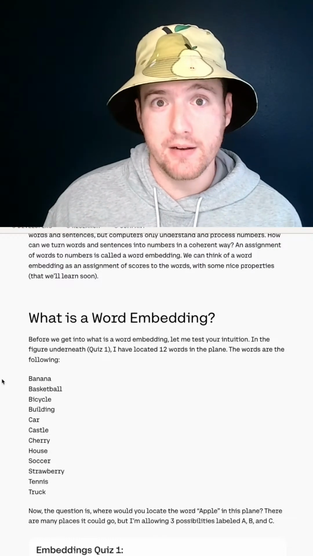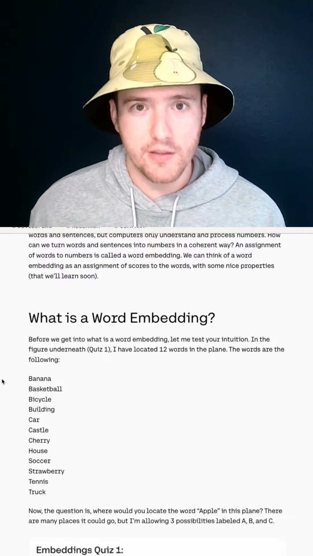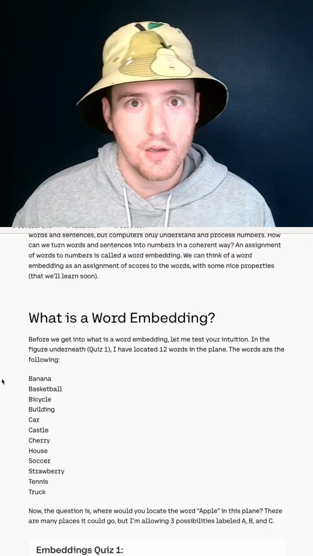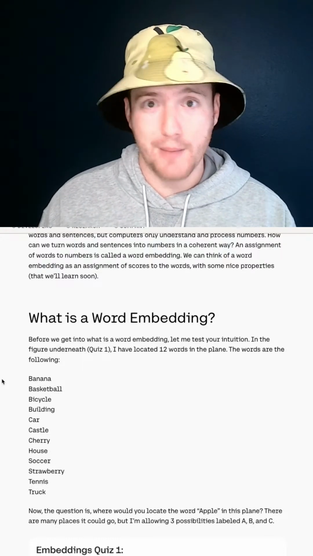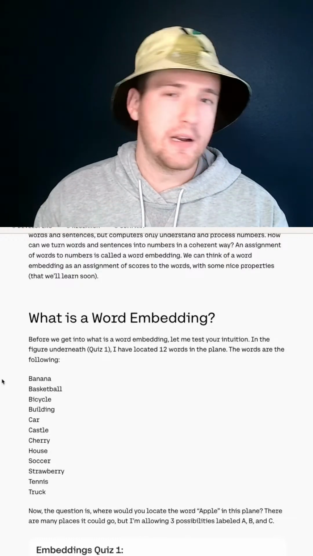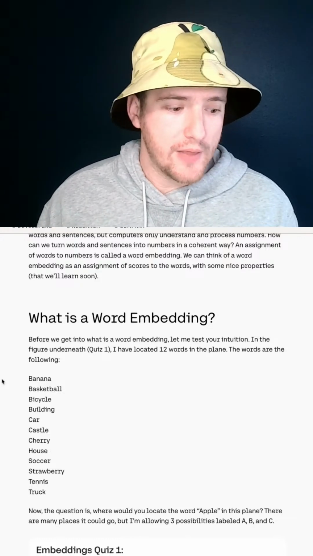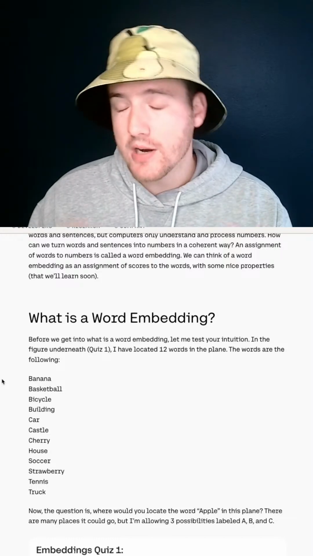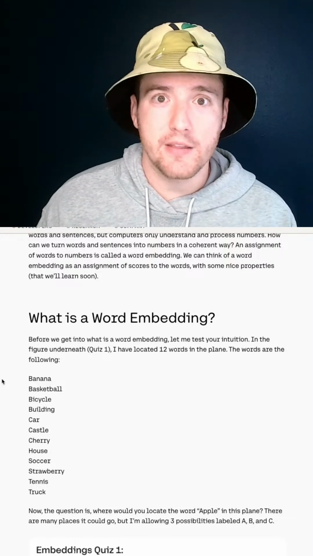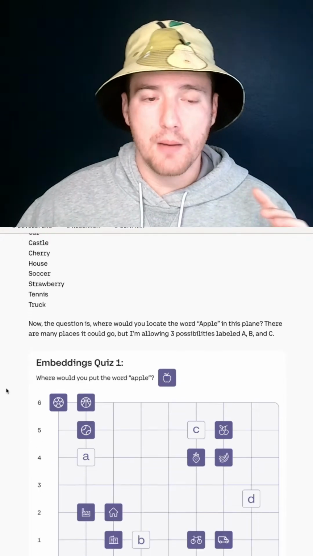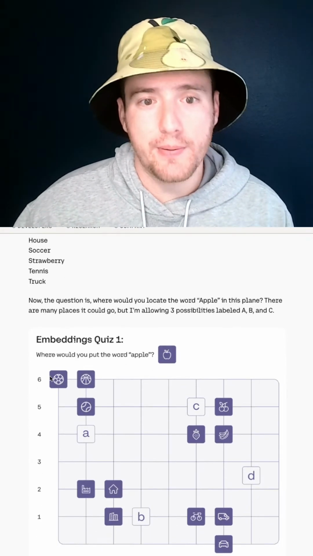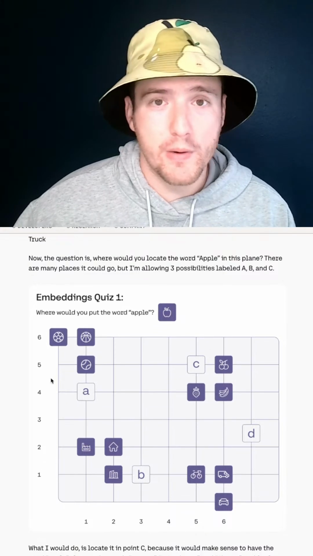The word is embedded. So if you're this AI going into this realm of words, it's a back room. Words are everywhere. They're flying everywhere. And you open the door, and the AI is like, okay, everyone get in line, and it's trying to find where it would find this word apple. There are many places this word could go, but the authors are only going to allow us 3 possibilities for where we can put this word apple.